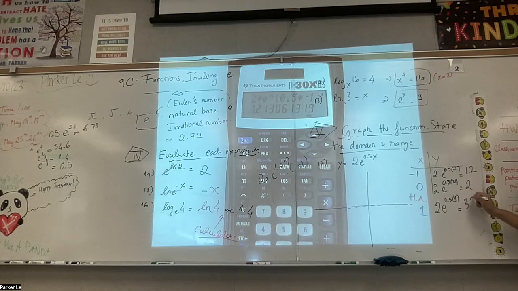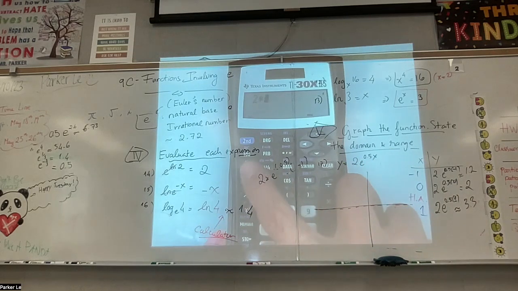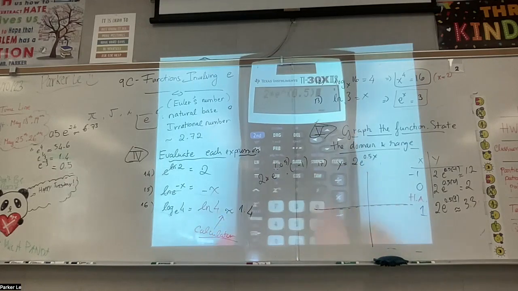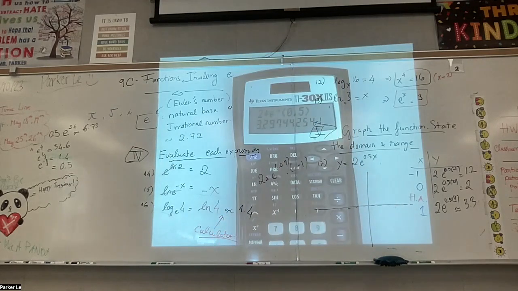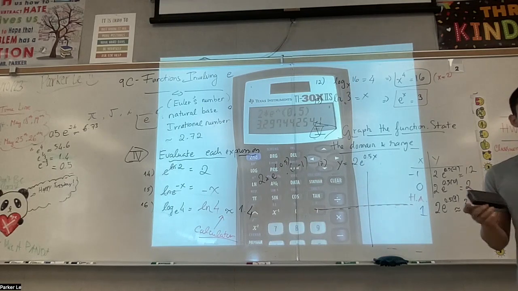3.3. Okay, let's check. So this one is going to be an estimate. 2 times e to the power 0.5, parenthesis. Yeah, it is 3.3. Did you get 3.3 too? Yeah, good. So 1.4, Elizabeth. Did you get 3.32? Yeah, but she got it first.